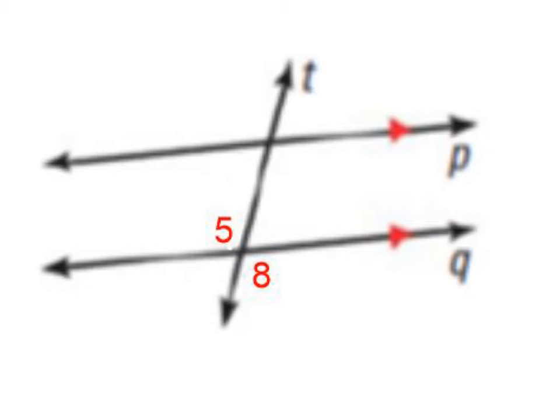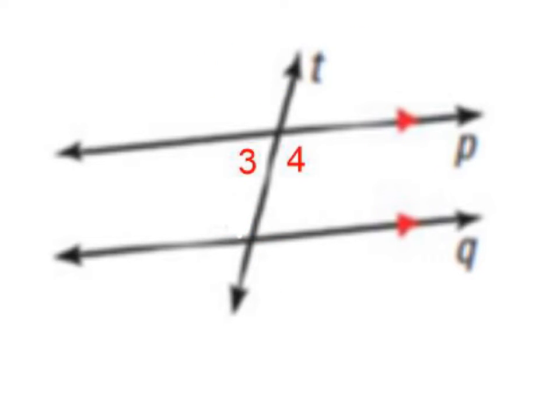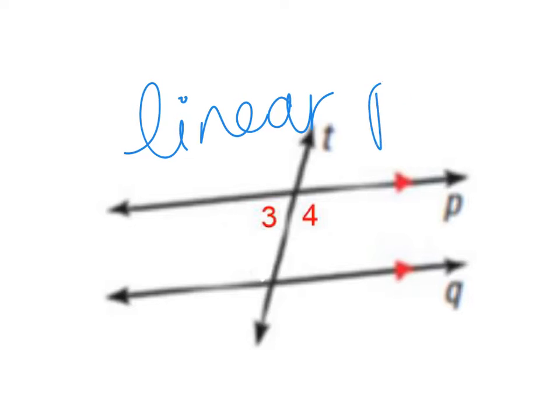Raise your hand if you can tell me. Zachary, what are they? Vertical. Vertical angles. They're right across from each other in an X. Olivia, can you please tell me what is 3 and 4? Linear pairs. You bet it. That means they're side by side on a line.